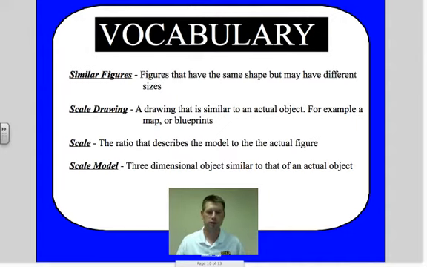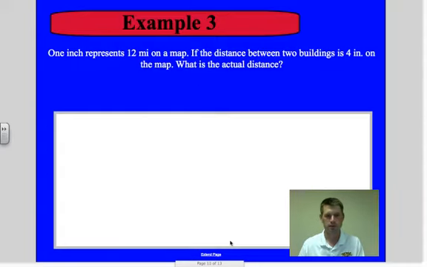A scale model is a three-dimensional object similar to that of the actual object. So a scale model would actually be like to construct that object. So maybe a building you actually make out of toothpicks, things like that.